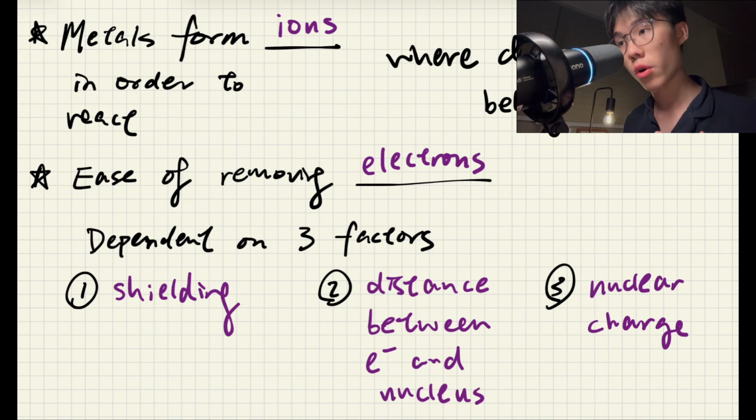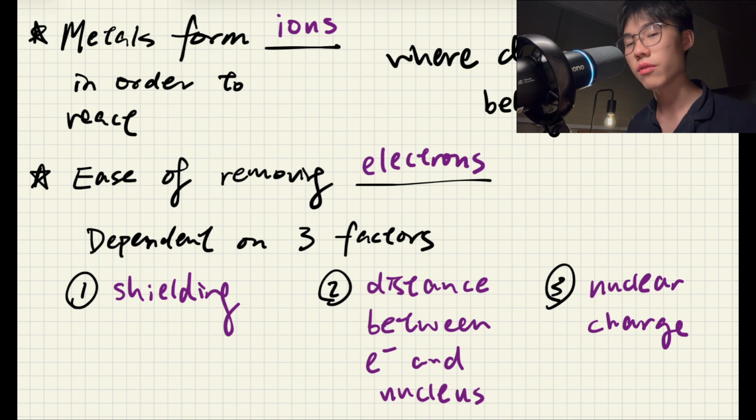And nuclear charge increases as you move across a period and as you move down each group. The more protons there are in the nucleus, the greater the nuclear charge. So as you move from left to right, top to bottom in the periodic table, nuclear charge increases, and this means it is harder to remove electrons. The positive charge is stronger in the center of the atom, meaning electrons are more strongly attached, and therefore more energy is needed to remove electrons. So these 3 are the key factors that determine the ease of removing electrons, which is the central part of a metal's reaction, because metals need to form positive ions in order to react and become stable.